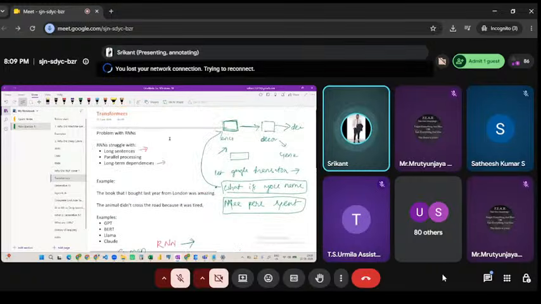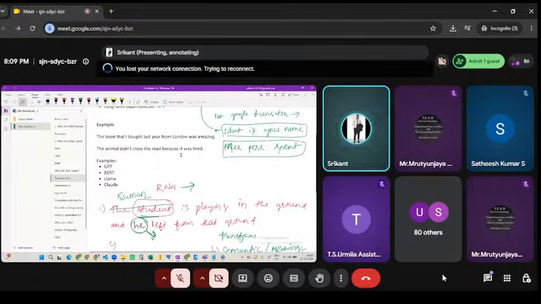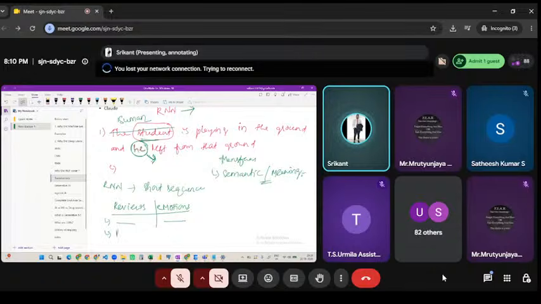With long sentences, RNN has trouble, so RNN can be used only for short sequences. Like the example I gave: reviews and emotions. If people say the product is good, then the emotion is good. If people say the product is bad, it can understand this is negative feedback. Those kinds of things are implemented in RNN.